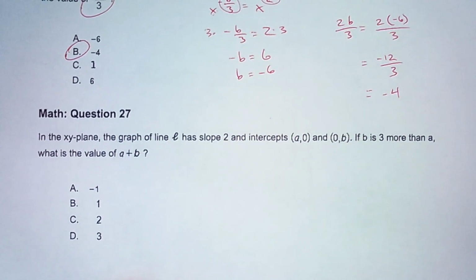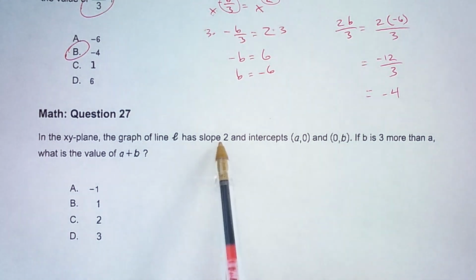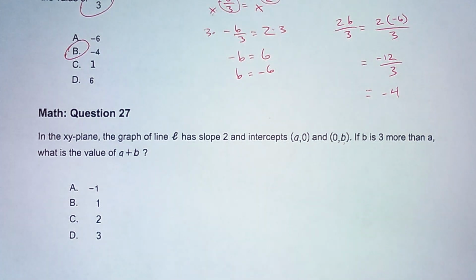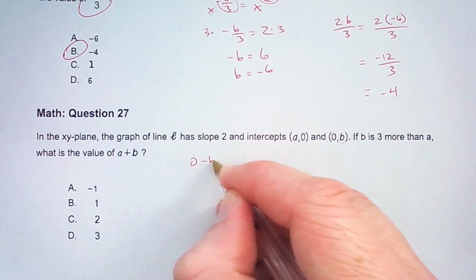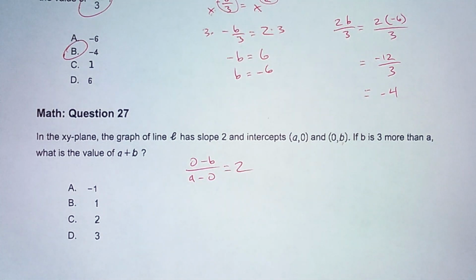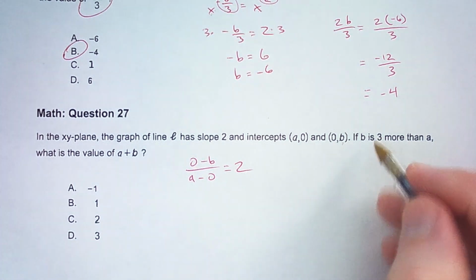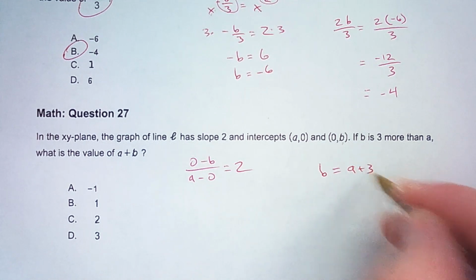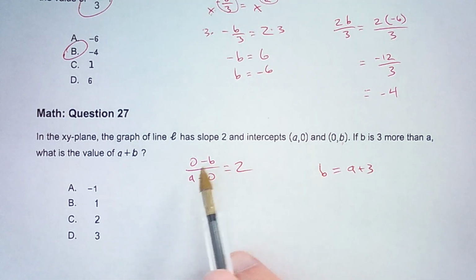In the xy plane, the graph of line L has this slope. These are the intercepts. If b is 3 more than a, what is the value of a plus b? Okay, now if the slope is 2, we can use that with the slope formula. Slope formula is y minus y over x minus x. That's 0 minus b over a minus 0 equals the slope, which is 2. Okay, we're also told that b is 3 more than a, so that's a plus 3. Now let's get b by itself here.